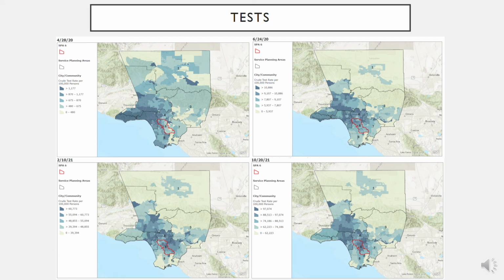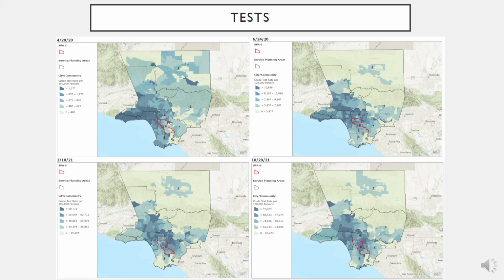February 2021, the same dynamic continues with a push eastward where COVID-19 cases are plentiful. Meanwhile, SPA 1 test rates are the lowest in the county. And in October 2021, we see the numbers sustaining from earlier in the year. High test rates in areas that aren't as impacted by COVID-19, and SPA 1 struggling with low test rates more than anywhere else. SPA 7 and San Gabriel SPA 3 also have low test rates.